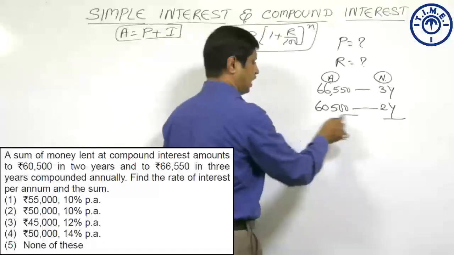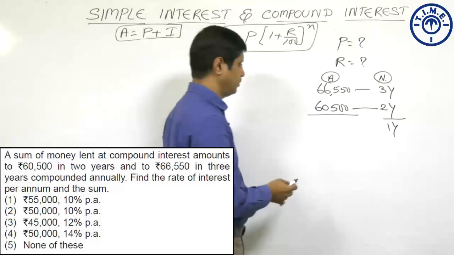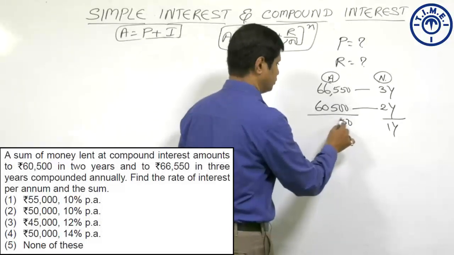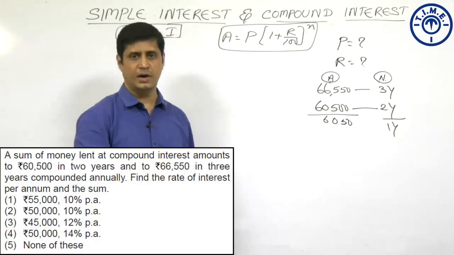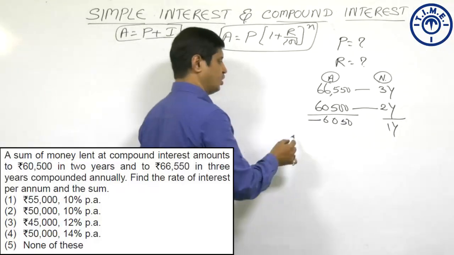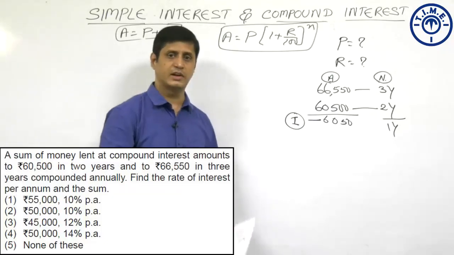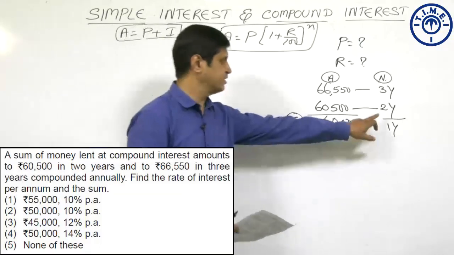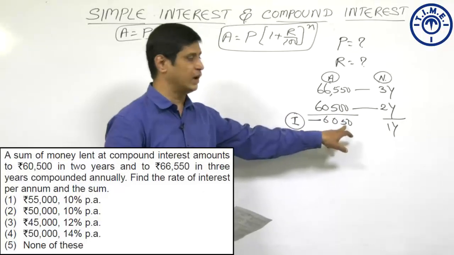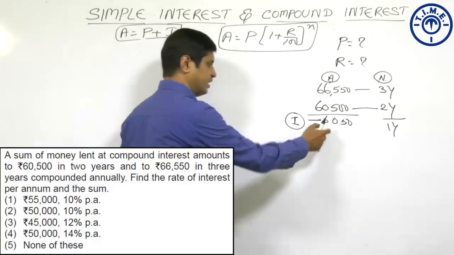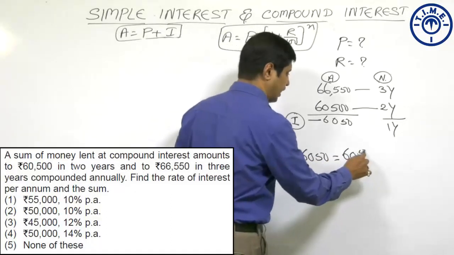Now, what is the difference in the time period? 1 year is the difference. The difference in the amount is rupees 6,050. What does this 6,050 represent? It is the interest value, the interest for 1 year, the second year. So, the 1 year interest is 6,050 on rupees 60,500.